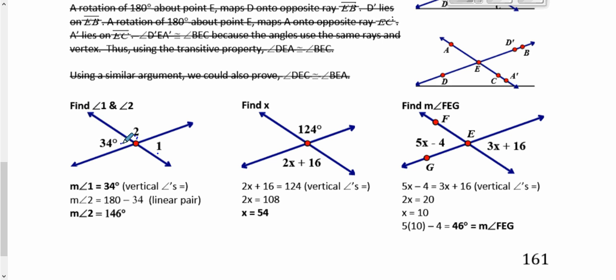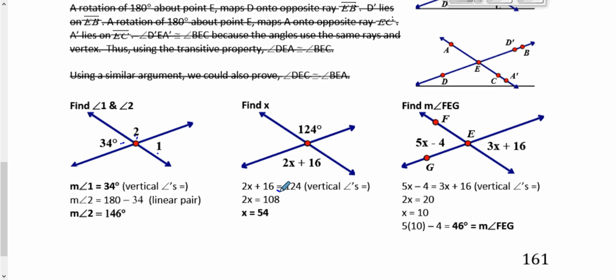So 2x plus 16 equals 124. You can solve that, right? Subtract 16 from both sides and divide both sides by 2, okay? So you'll have to do some problems where you set up an equation and solve it. Now how about over here? What would be our equation here to solve for x?